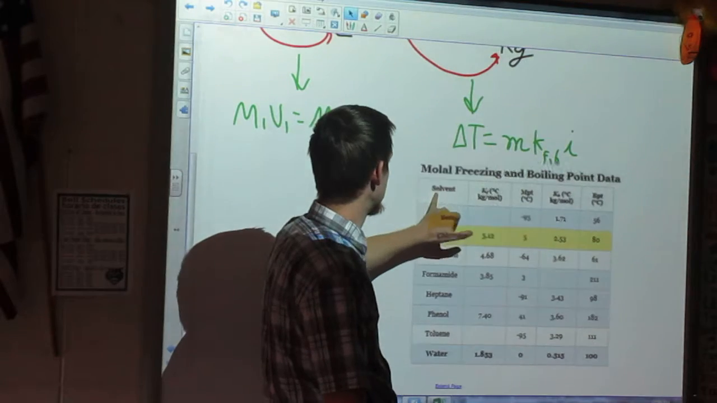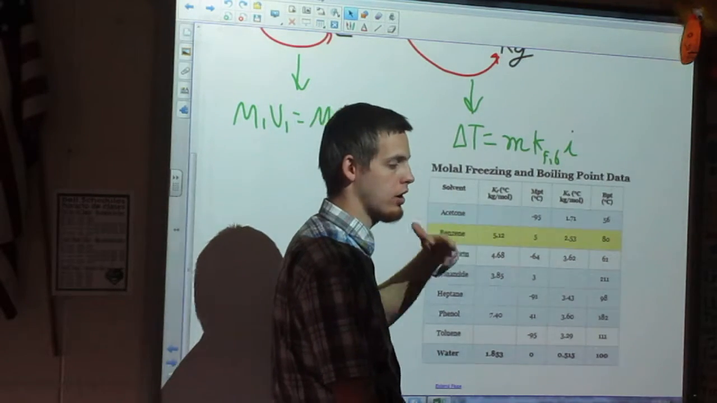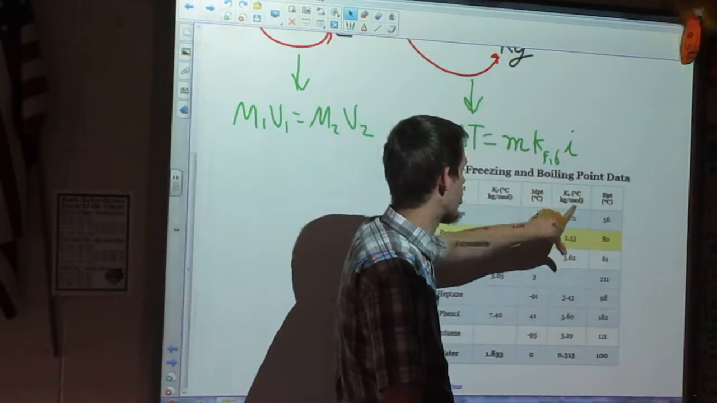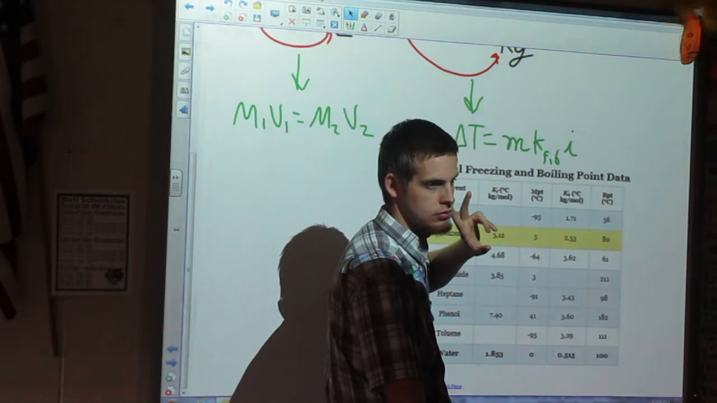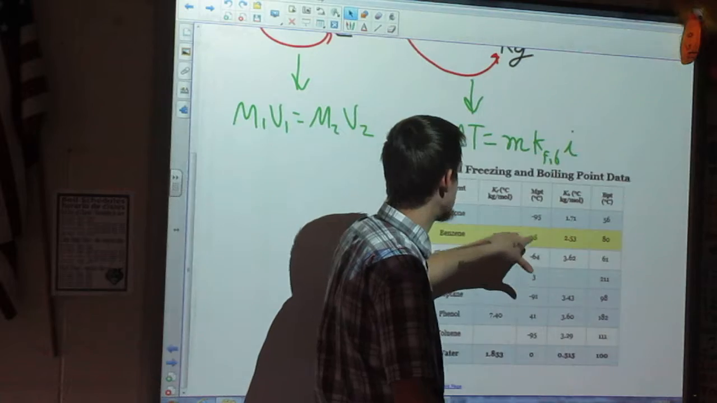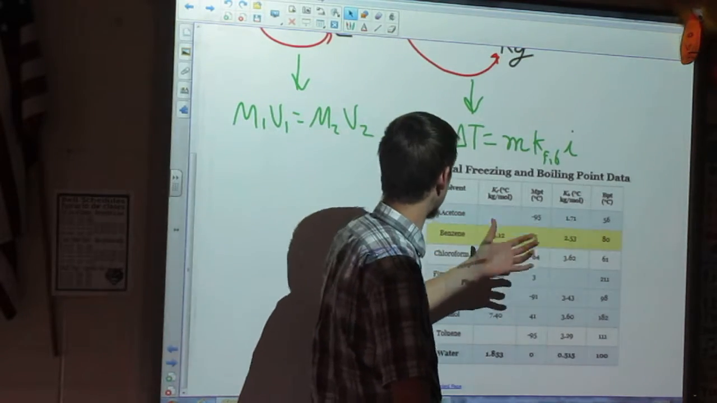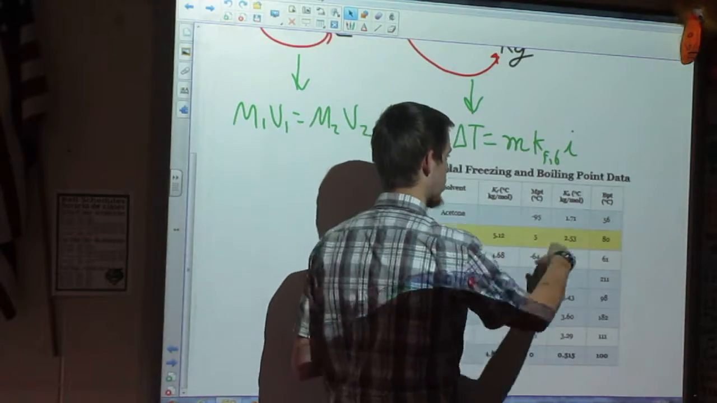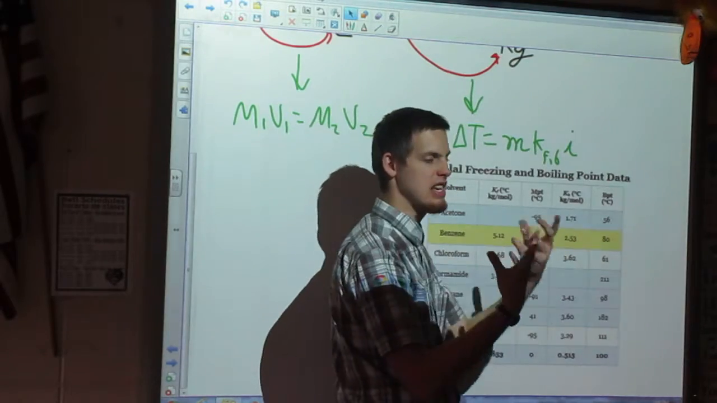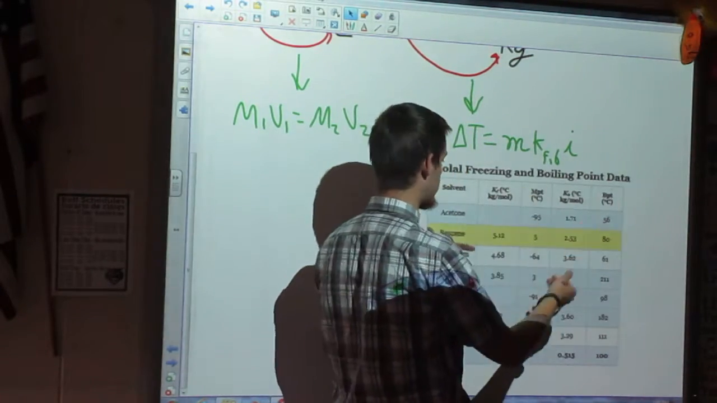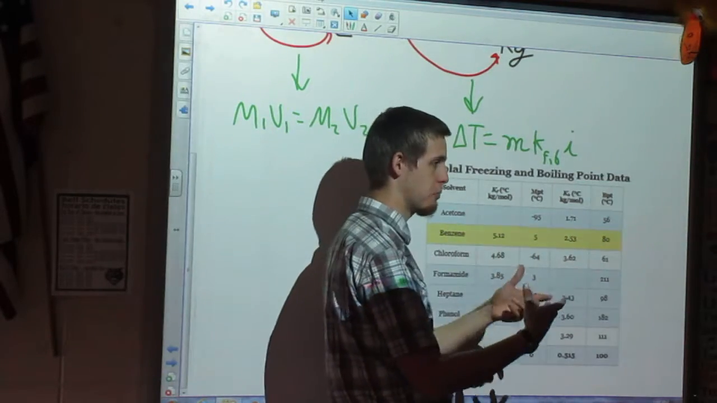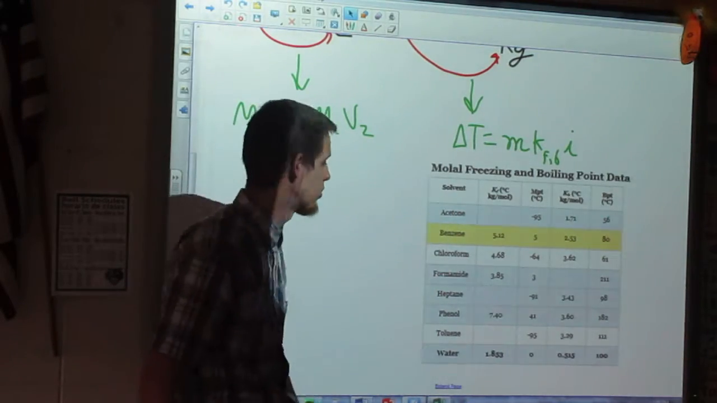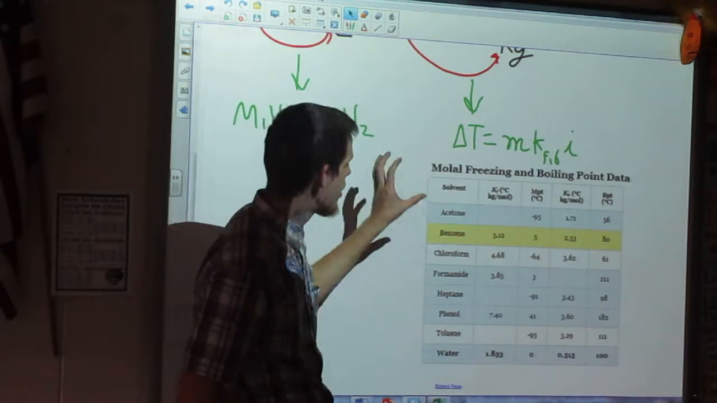Different chemicals freeze and boil at different temperatures, and it takes a different amount of energy to do that. So the KF and KB are the constants of each thing. For example, benzene: this is the freezing constant, how many degrees per kilogram mole. And KB is essentially how easily it boils. If I'm doing a freezing problem for benzene, I want this. If I'm doing a boiling problem for benzene, I want this. This chart, if this problem is on there, will be given to you. I don't expect you to memorize this.